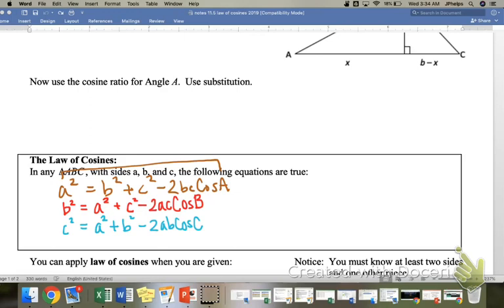Go ahead and do the assessment. It's got a few questions on the law of cosines and where it is coming from.